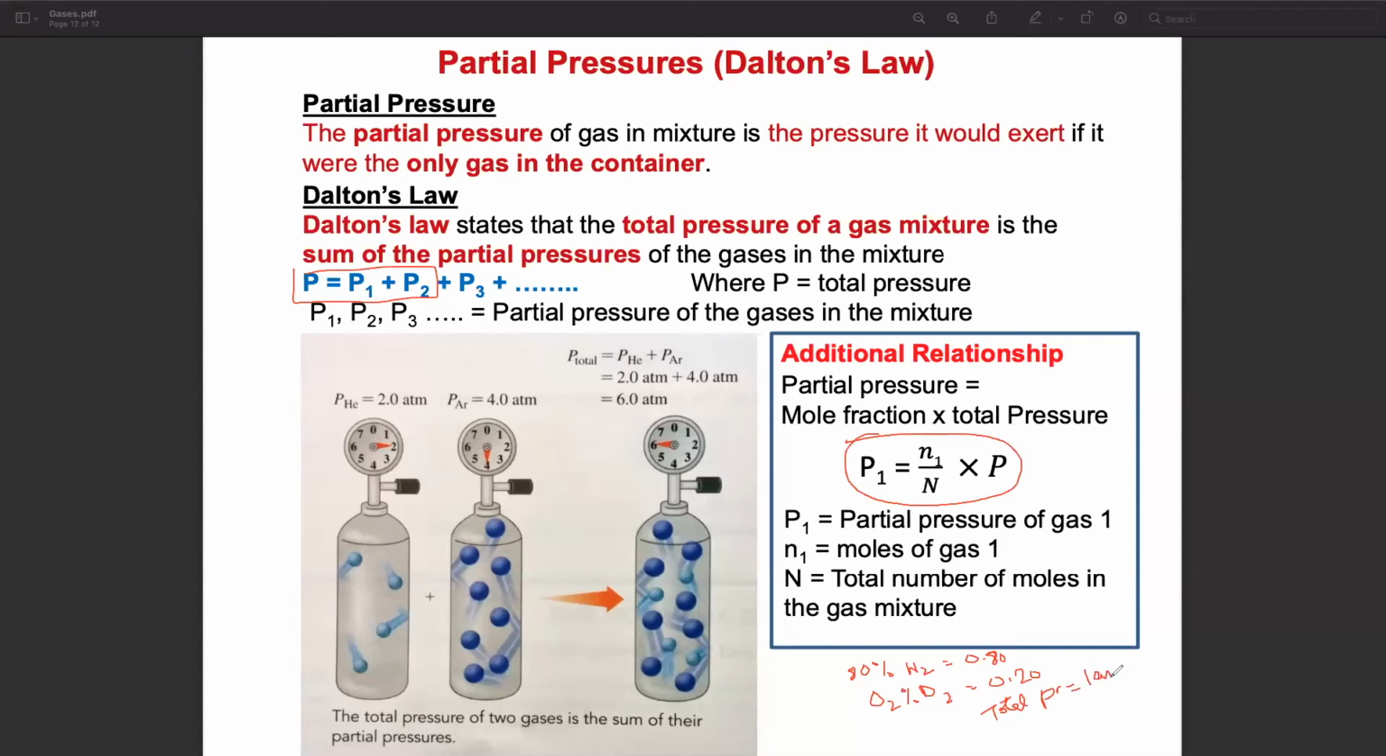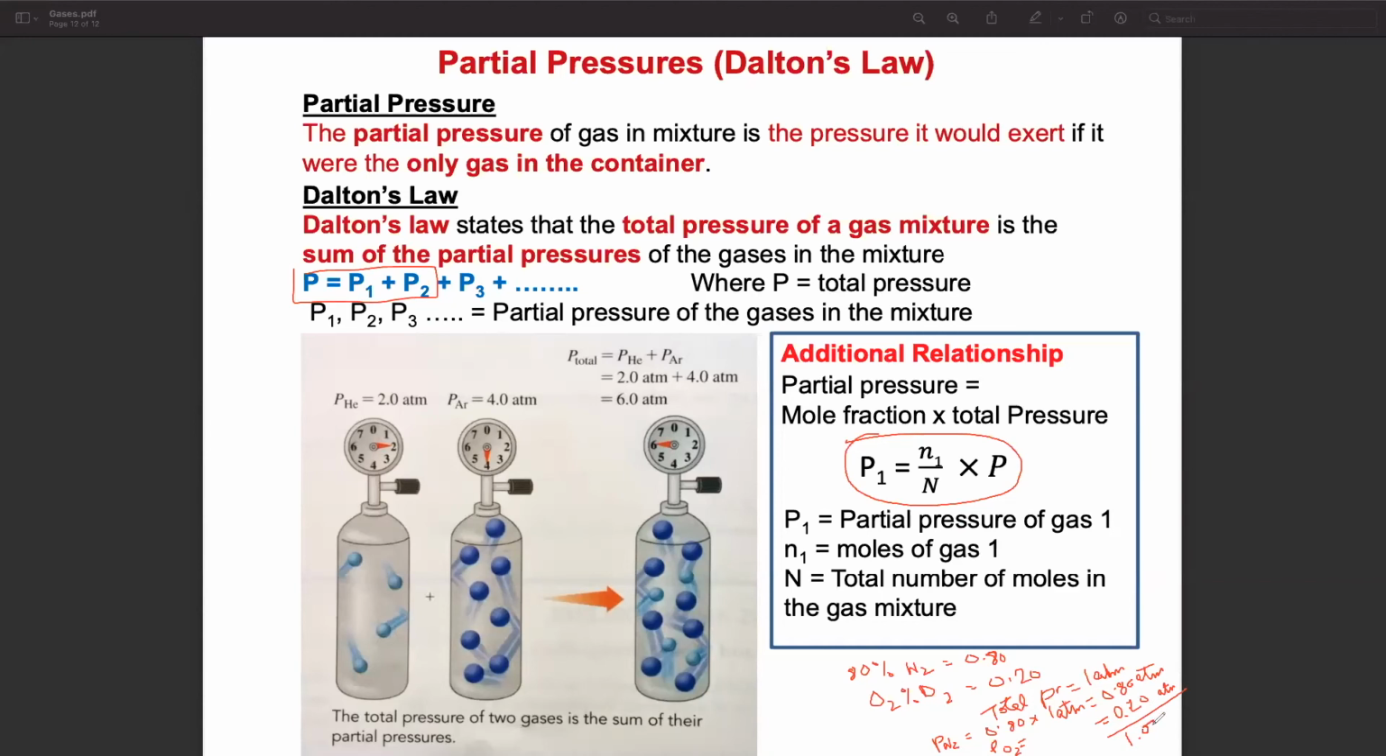That means the partial pressure of nitrogen is equal to 0.8, that's the mole fraction, multiplied by 1 atm. So this is equal to 0.8 atm. Similarly, for oxygen, if you do the same math, you'll get 0.20 atm. So if you add up these partial pressures, that is equal to the total pressure. If you add this up, you get 1 atm, which is the total pressure.